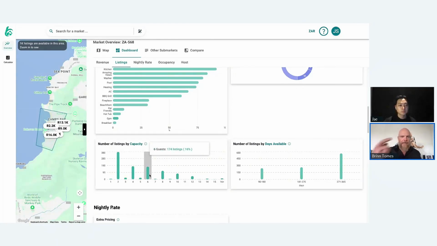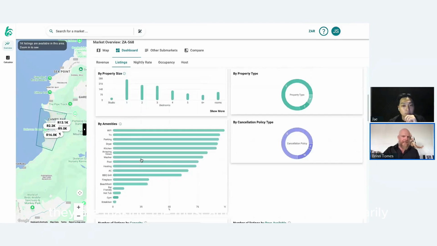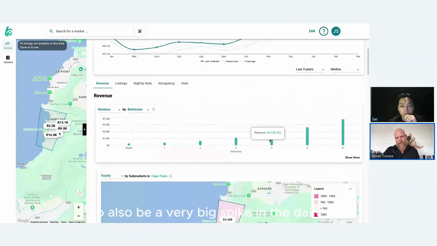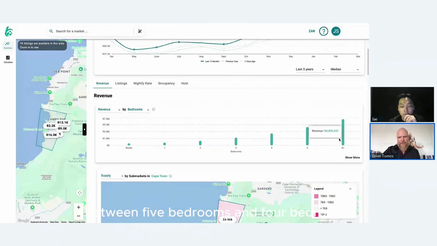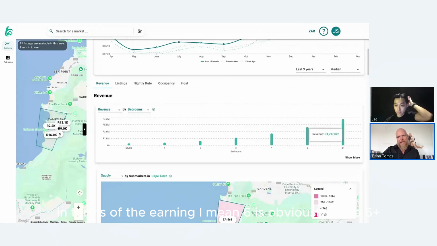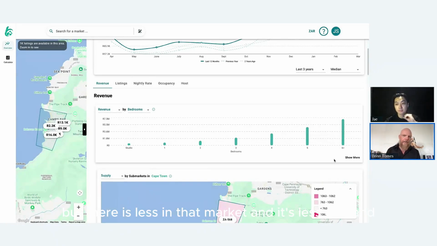And so if you look at the above data, sorry, I'm just talking it out so other people can also understand what I'm thinking here. If you look at the top of these graphs, between 4 bedrooms and 3 bedrooms, you will see that they are making the most money, except 5 bedrooms seems to also be a very big spike in the daily fee. So there's quite a big jump between 5 bedrooms and 4 bedrooms in terms of earning. I mean, 6 plus is obviously huge, but there is less in that market and less demand as well.